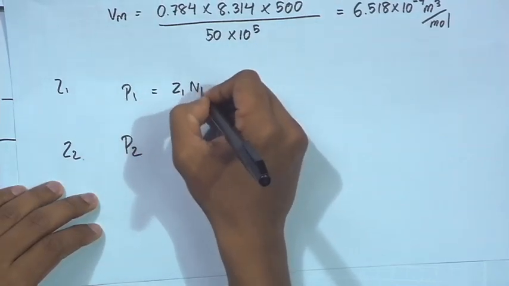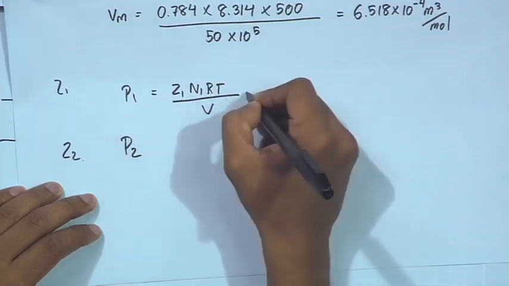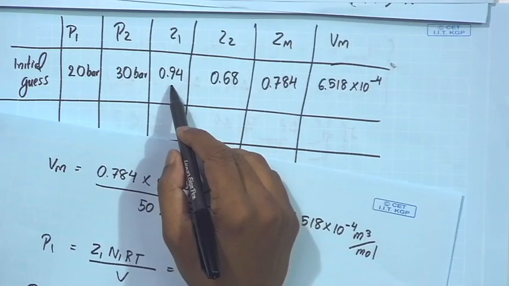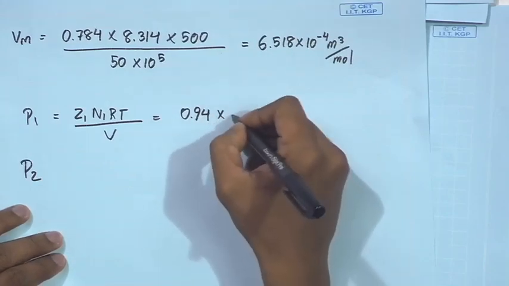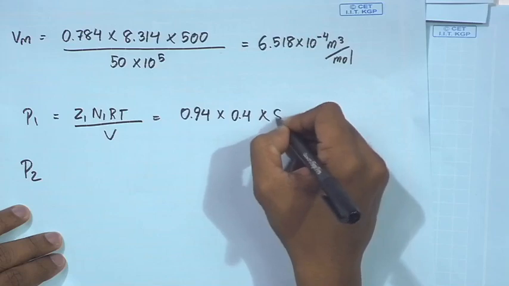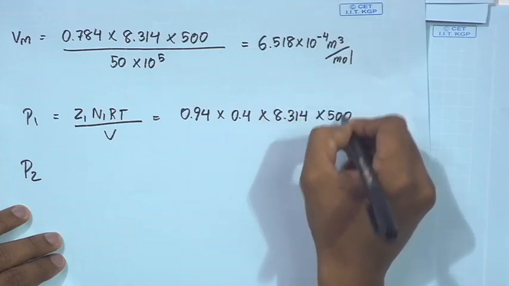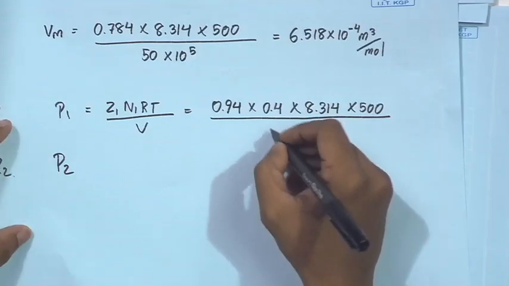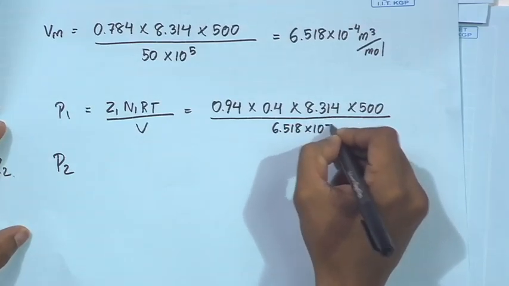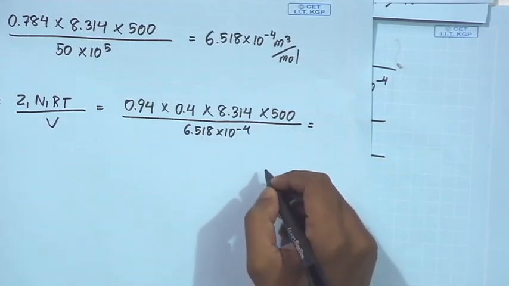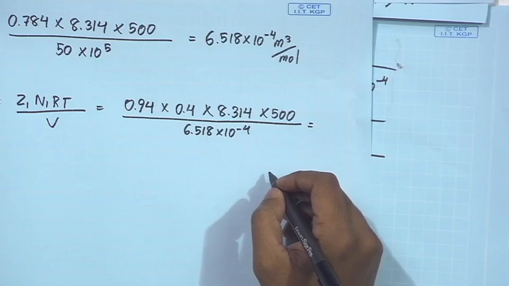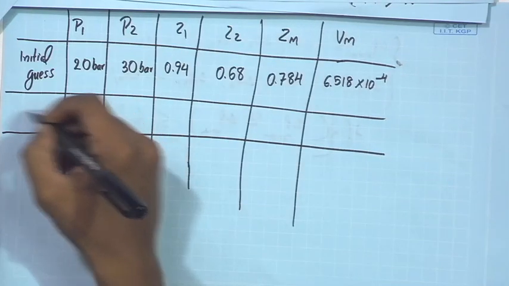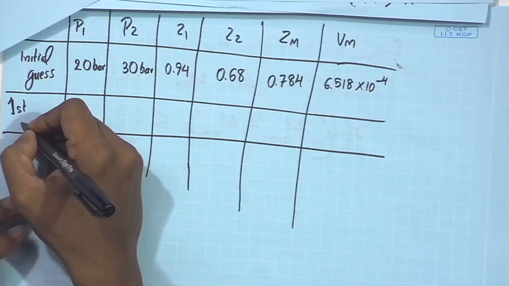P1, you know, it is Z1 N1 RT by V. We assume 1 mole, so Z1 is 0.94. I am taking it from here. N1 is 0.4, R is 8.314 and T is 500 Kelvin, and V is the Vm value that we have got from here. It is 6.518 into 10 raised to minus 4. And we get the value of P1 as 23.98 bar. I am writing here the value, first iteration.